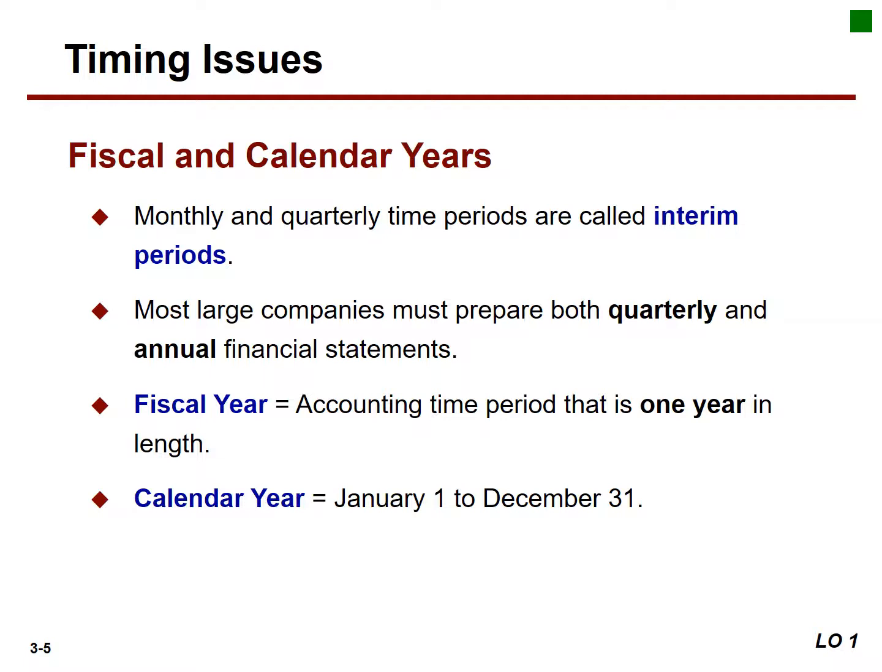Now, these monthly or quarterly time periods are called interim periods, and if you're preparing financial statements, they're called interim financial statements. A business can choose its fiscal year to be any 12-month period. It could be a calendar year fiscal year that would run from January 1st through December 31st, or their fiscal year could be another 12-month time period. For example, their fiscal year could be from July the 1st in one year and run through June the 30th of the next year. Every business can choose that as it establishes its accounting system.